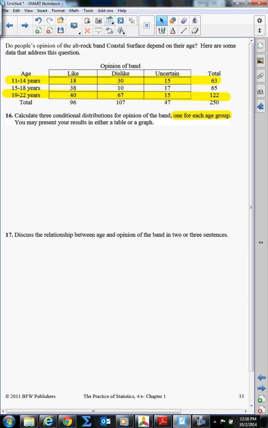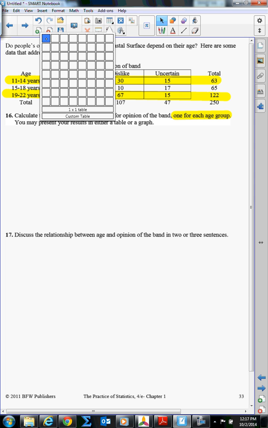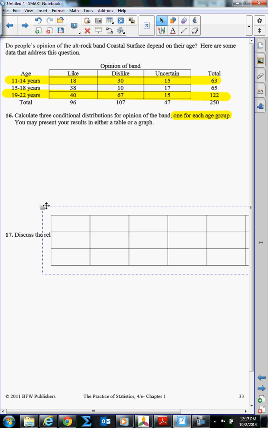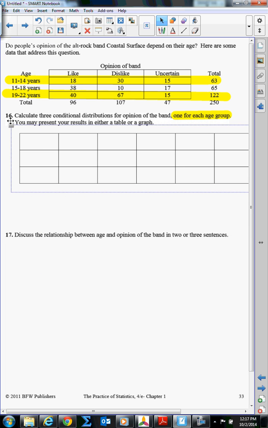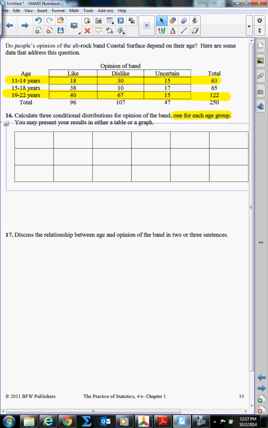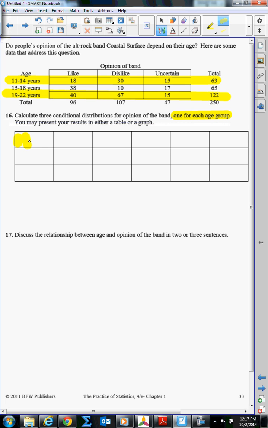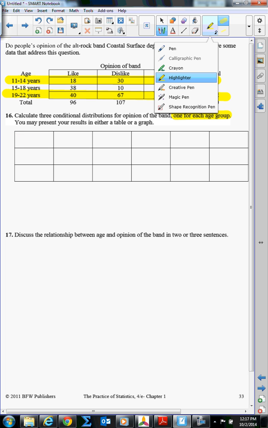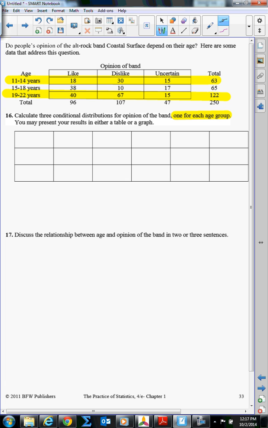And so I think for me it's easier just to do tables. I can see why you would like to do a graph as well. I'll do a table and hopefully be able to squeeze everything in there. Alright, so here's my age groups. I've got 11 to 14, 15 to 18, and 19 to 22.